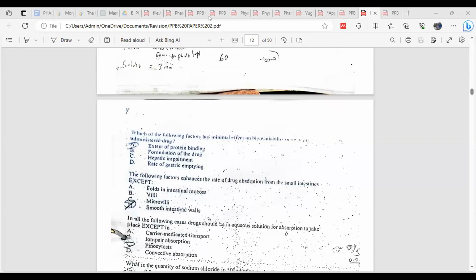Extent of protein binding. Minimal effect. Maybe let's try elimination. And all of them make sense. Organ. You would say gastric emptying. Even me, I think it's the one of all the four. Everything held constant.